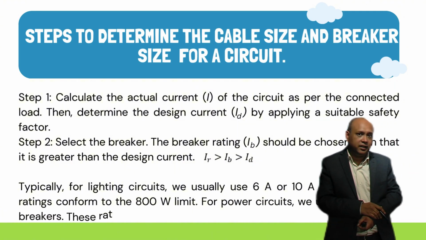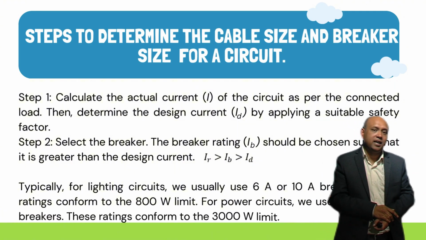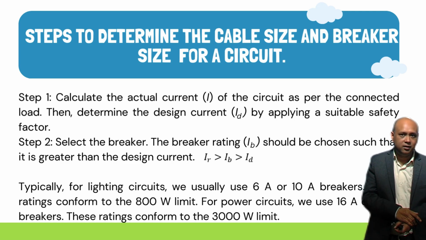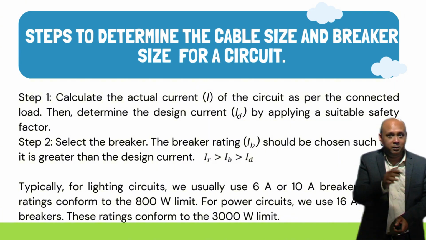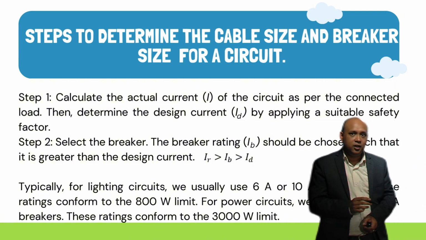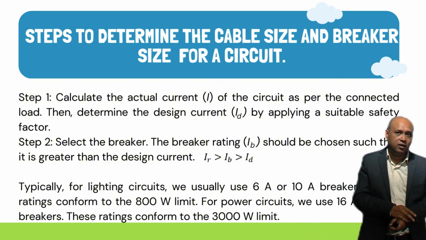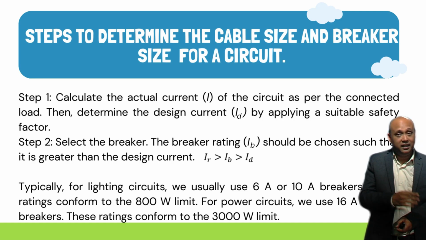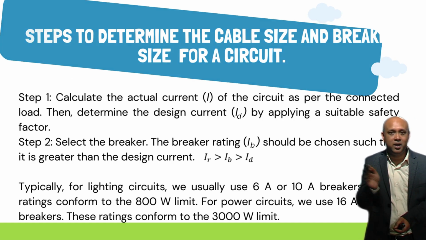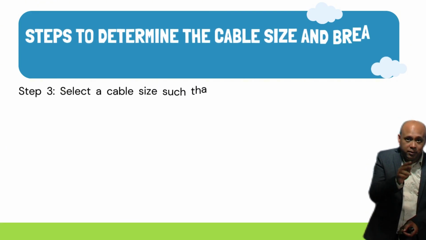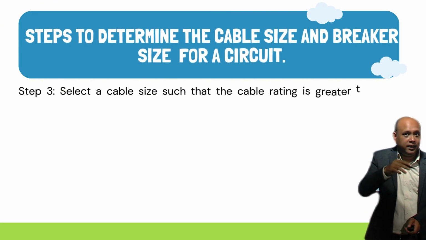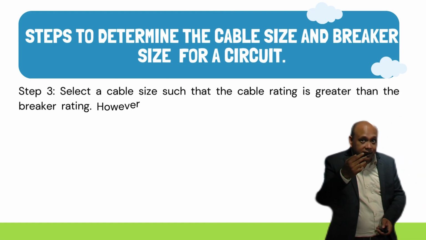Typically for lighting circuits, we usually use 6 ampere or 10 ampere breakers. These ratings conform to the 800 watt limit. For power circuits, we normally use 16 ampere or 20 ampere breakers. These again conform to the 3000 watt limit. Step number 3, select the cable size such that the cable rating is greater than the breaker rating.